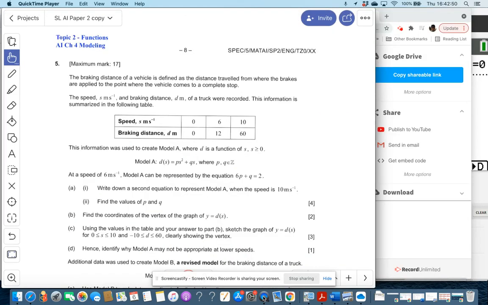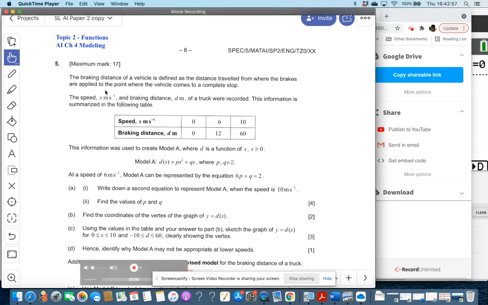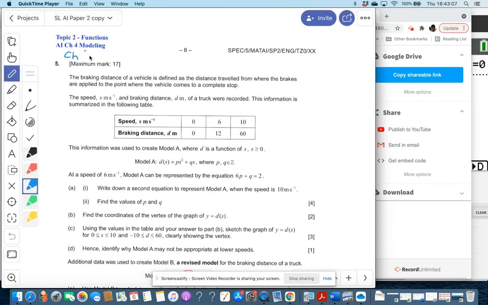Last question on the exam, last question on paper 2 of this specimen paper. It's a topic 2 question, functions, modeling. We're going to find a model. We're actually going to find a quadratic model. And so we're going to use some of chapter 6 in our AI textbook to answer this question.